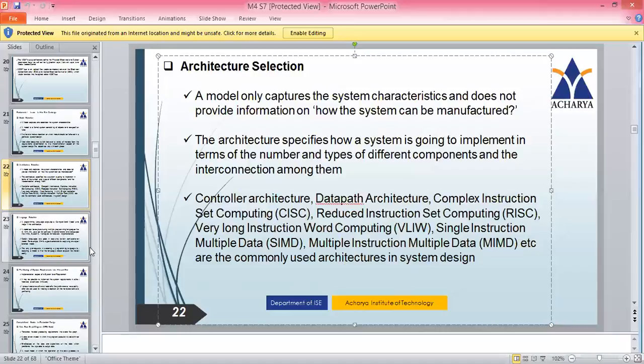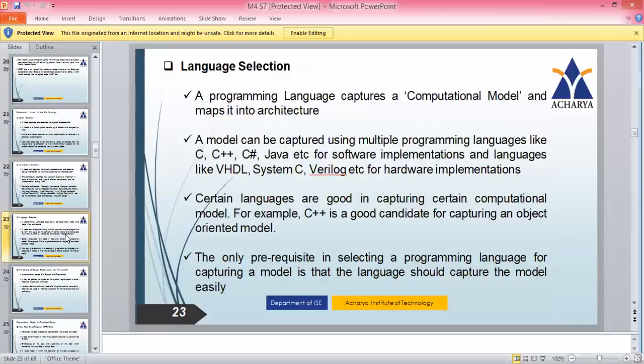Let's go to the next selection. Next comes the software. In case of software, which language are you going to select? A programming language captures a computation model and maps it into architecture. So it has to bridge the gap between the hardware and the software. So here we will be making use of both.